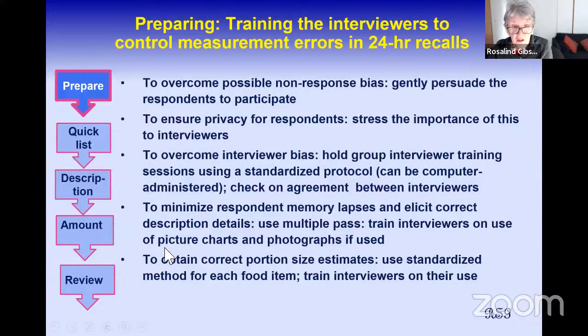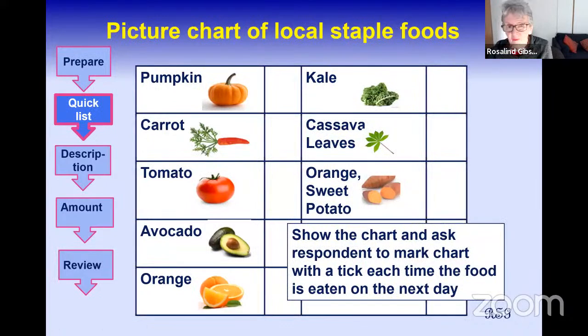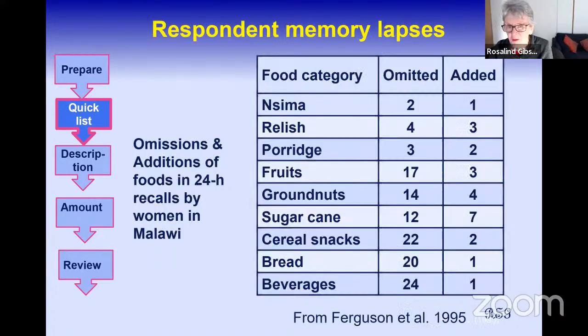train your interviewers if you're using picture charts, and photographs if used. To obtain the correct portion size estimates, use your standardized method for each food item and train the interviewers on their use. Portion size estimation is the source of the largest error in a national dietary survey. This is your picture chart, Howard.